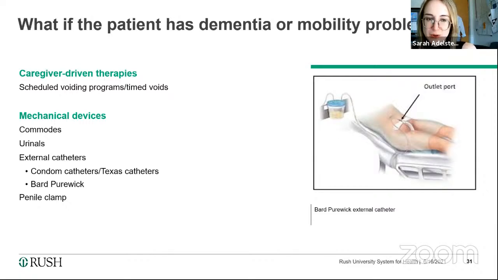Everybody's pretty much familiar with pads and diapers, but having a commode or urinal at the bedside, especially for nighttime problems. There are external catheters for men, like condom catheters. There's also external catheters for women. And this Bard Purewick, there's a picture of it over on the side of the screen. That Bard Purewick was recently approved by Medicare as a kind of device to assist with incontinence at home. And there's also a clamp for men, okay, for urinary incontinence control.